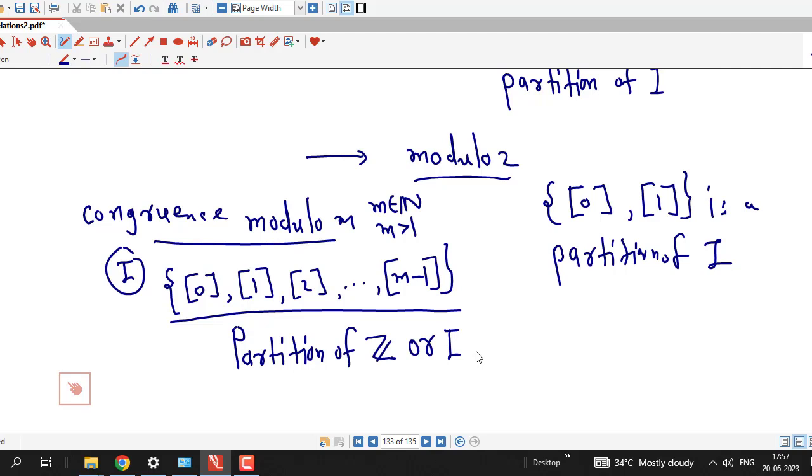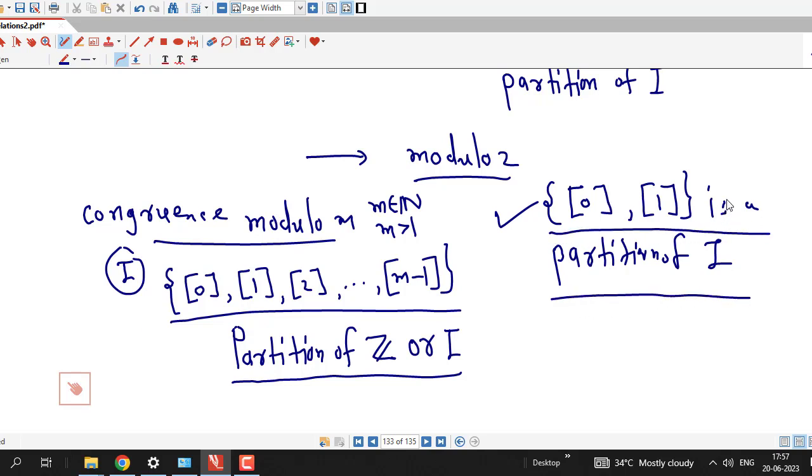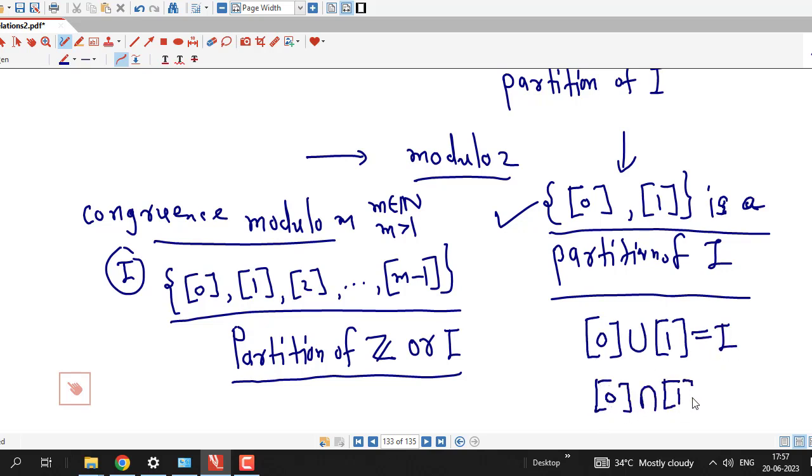Sometimes they ask you to find the partition of the set of integers corresponding to a given congruence modulo m. So in that case, for example in this question, if they ask you to write down the partition of Z corresponding to the given relation, then you can write that this collection of 2 disjoint equivalence classes is a partition of I, because these two are subsets of I, their union is I, and they are mutually disjoint, that is their intersection is the empty set.